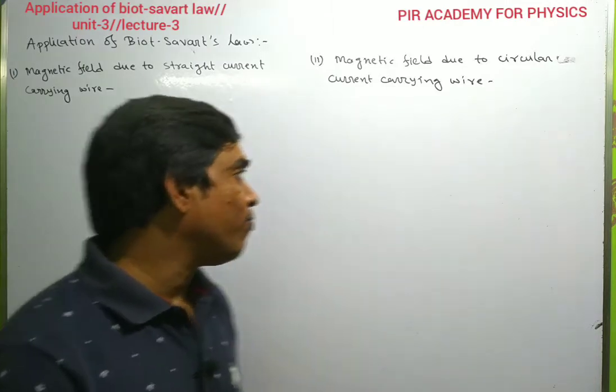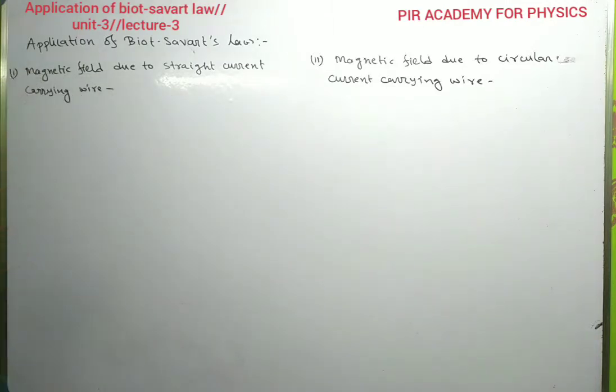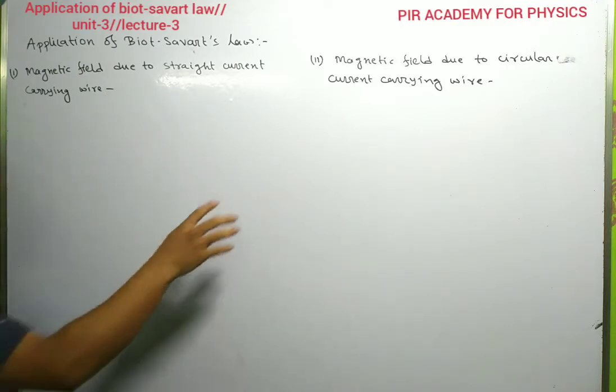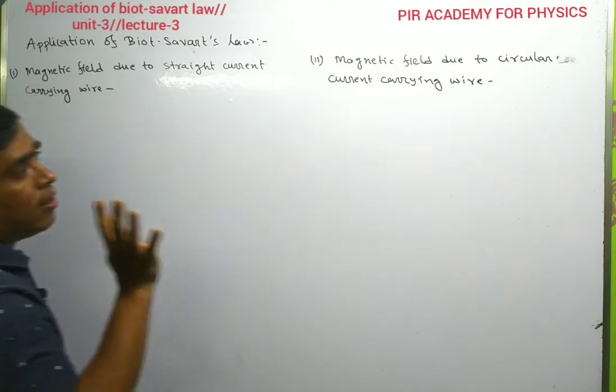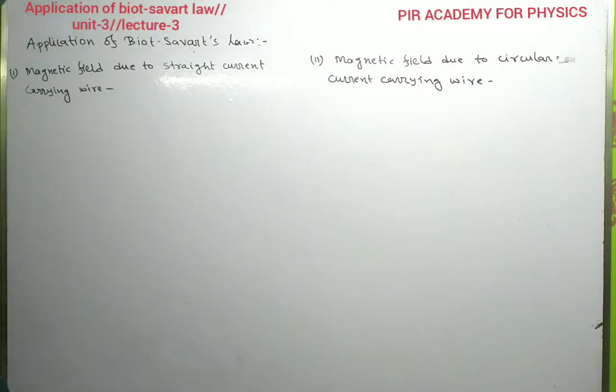So let's start. There are two main applications of Biot-Savart law. One is calculation of magnetic field due to a straight current carrying wire, and another is magnetic field due to a circular current carrying wire. So using Biot-Savart law, you have to calculate magnetic field due to a straight current carrying wire.